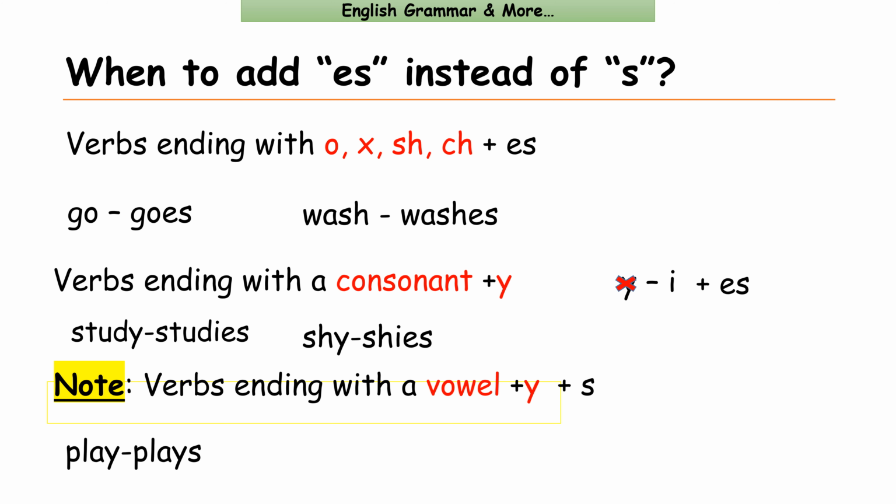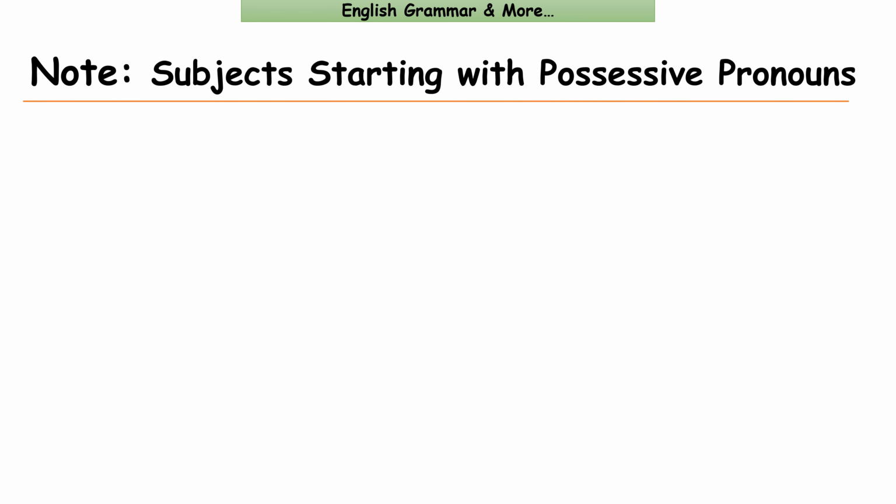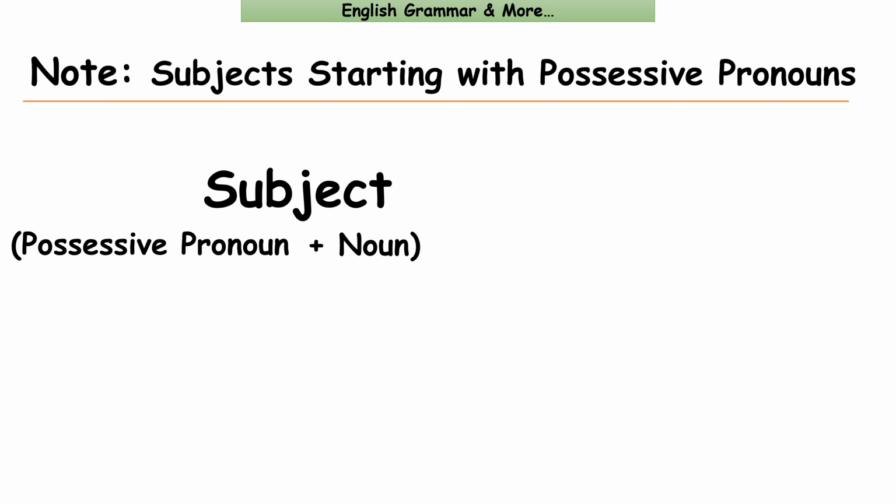For example, play, plays. Now on the slide, I would like to bring to your attention a commonly made mistake by English learners. This mistake happens when the subject contains a possessive pronoun followed by a noun. Now, in such sentences, you need to remember that the verb will always be determined by the noun in the subject, not the possessive pronoun. Possessive pronoun plays no role in determining the verb.